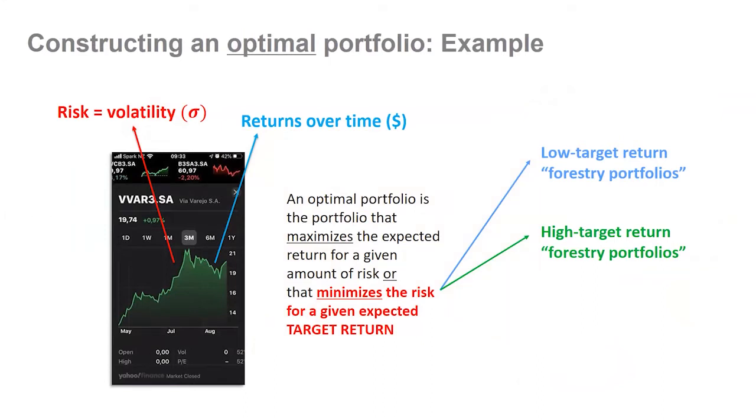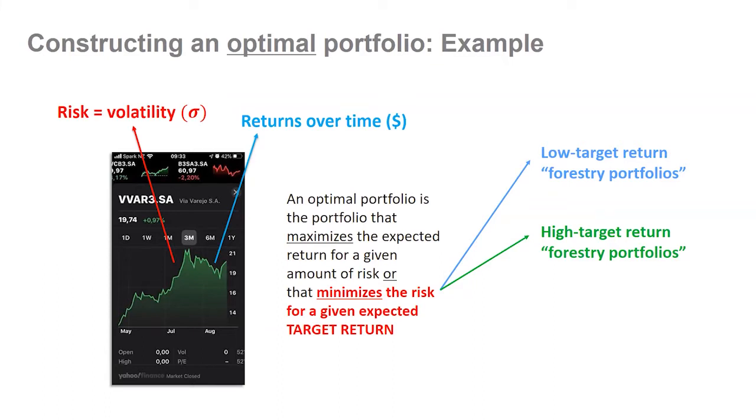Here we have an example of a stock, right? This is one stock that you can buy from the stock market. What you see here is a time series of the price of this particular stock, right? So from this type of information, this time series information, you can obtain information about risk or volatility, and you can also obtain information about returns over time. Okay, and an optimal portfolio is the portfolio that maximizes the expected return for a given amount of risk, or that minimizes risk for a given expected target return.